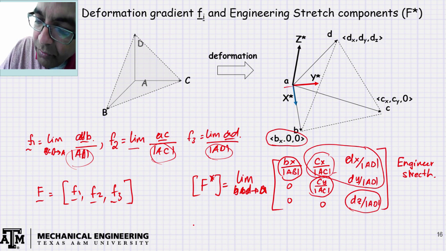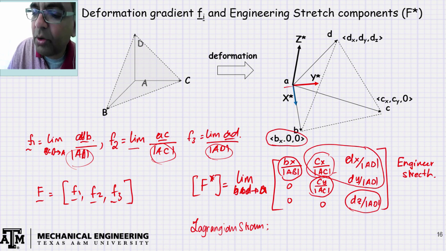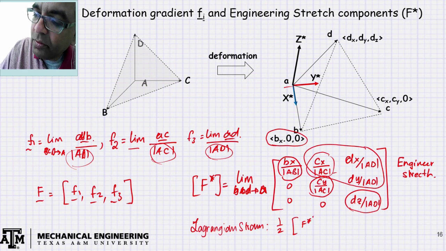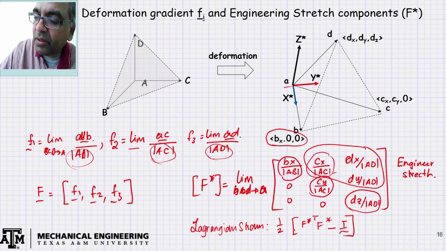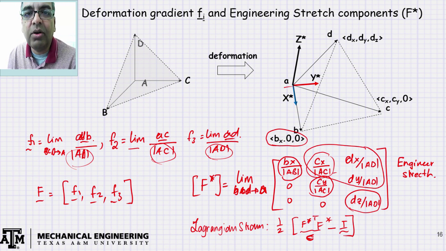And then what we want to define is Lagrangian strain, which is the only one I'm going to define for now, because I want to show you how that works. It is 1/2 (F star transpose F star minus identity). Remember, it was lambda squared minus 1. Now it is 1/2 (F star transpose F star minus identity). And this F star transpose F star is called the C matrix, the Cauchy-Green stretch. That's what it's called. Who cares what it's called?